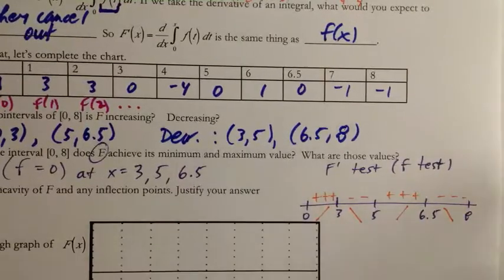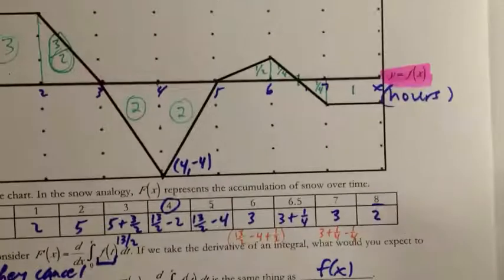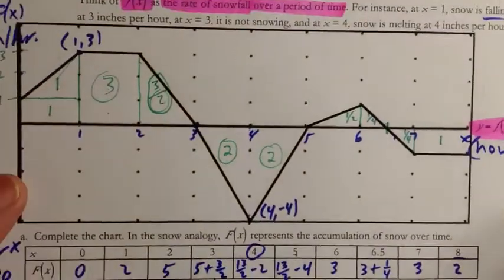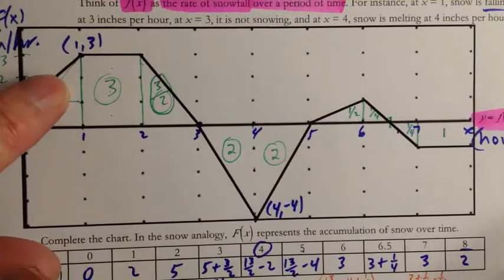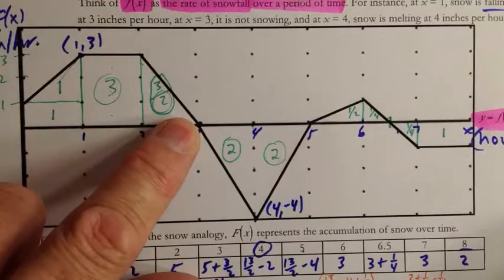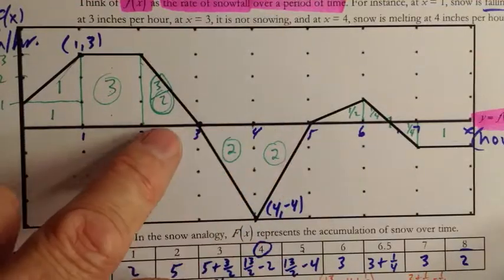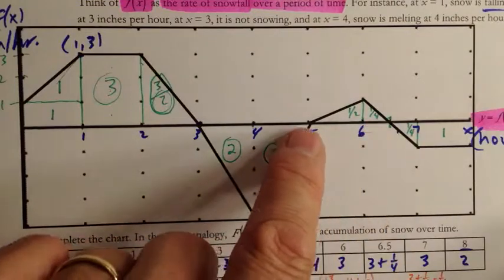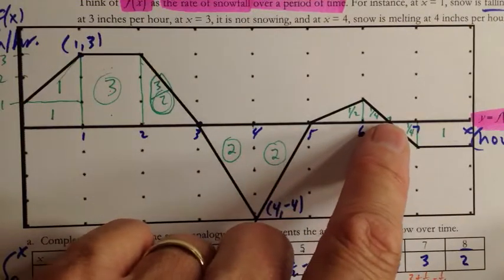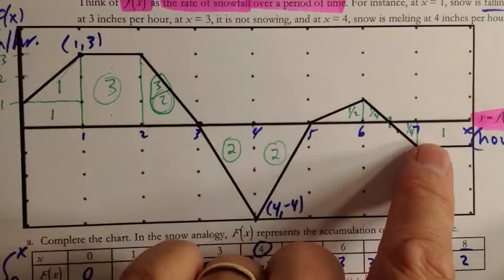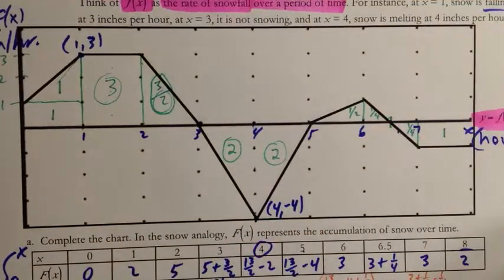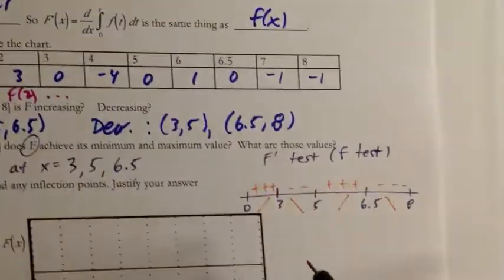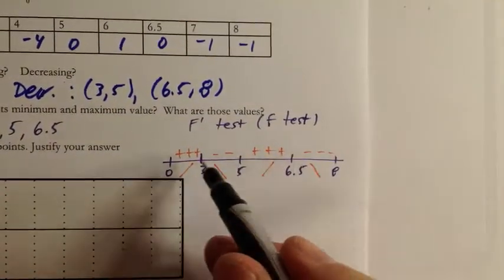What I'd really like you to do is make a connection between this sign chart down here and looking at the graph up here. You're accumulating more snow from 0 to 3 hours. You're losing snow, in other words, snow is melting, from hours 3 to 5. More snow is falling than melting from 5 to 6.5. And then more snow is melting than falling from 6.5 to 8. Well, we already know what the values are at all these critical points and then at the endpoints.